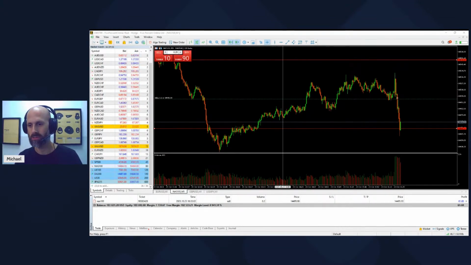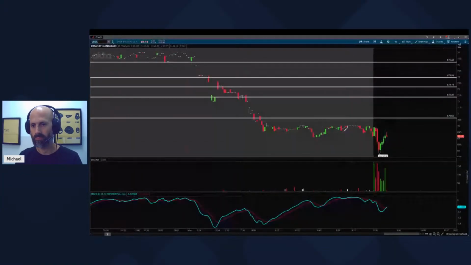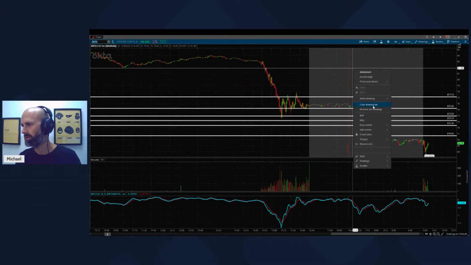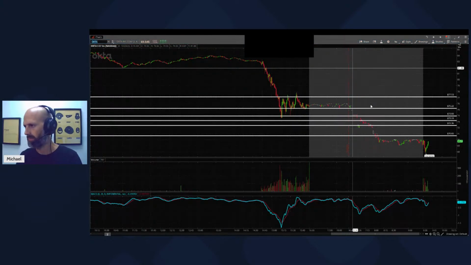OKTA, interesting as well. Let me pull up the charts for a second. Those levels are actually from a long time ago. I will need to mark a new one.